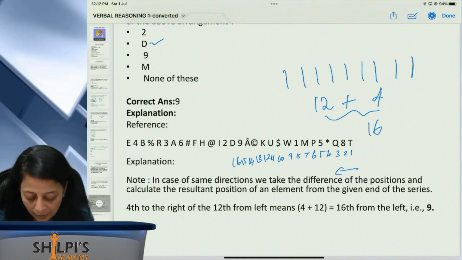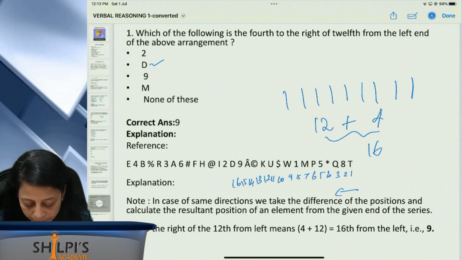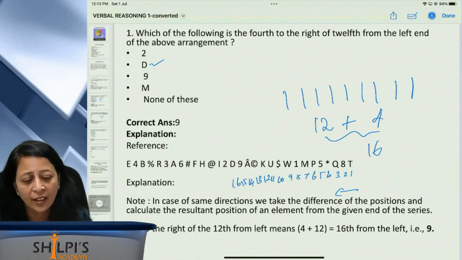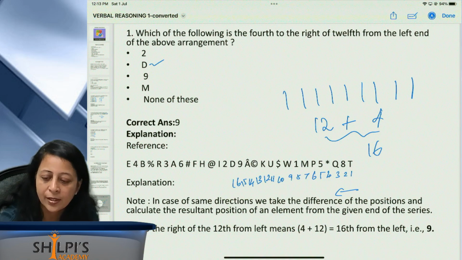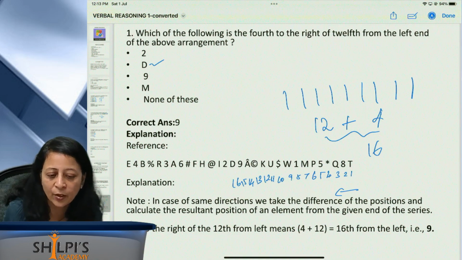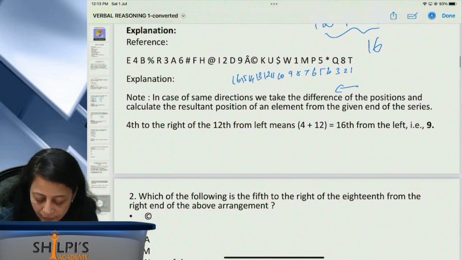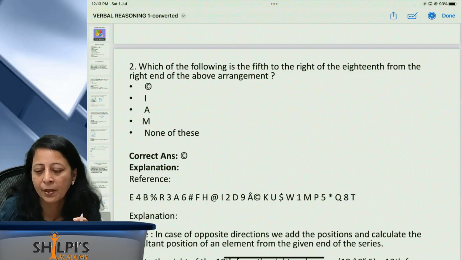Once again, we'll go through it. Which of the following is the fourth to the right of the 12th from the left end of the above arrangement? If the directions are the same, take the difference of the positions and calculate. Here one is towards the right, the other is towards the left, so just add and you get 16. From the left, it is D. If these types of questions are asked, they are slightly confusing, but take your time, students.